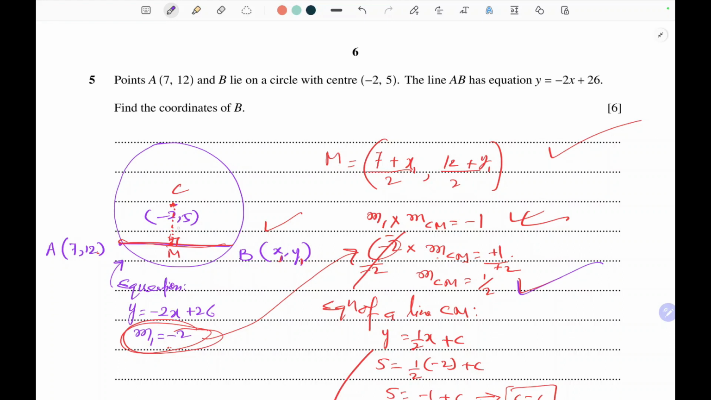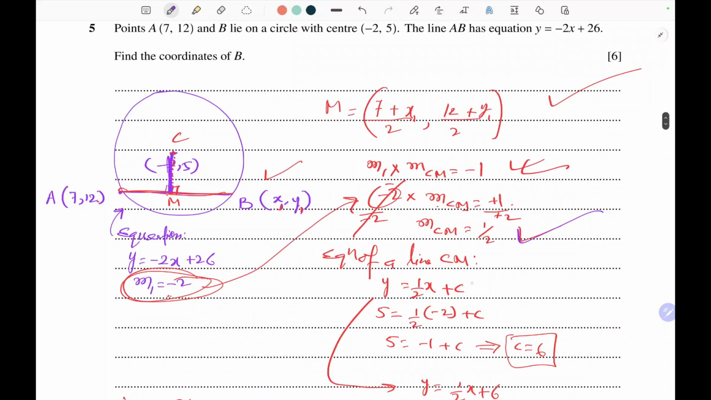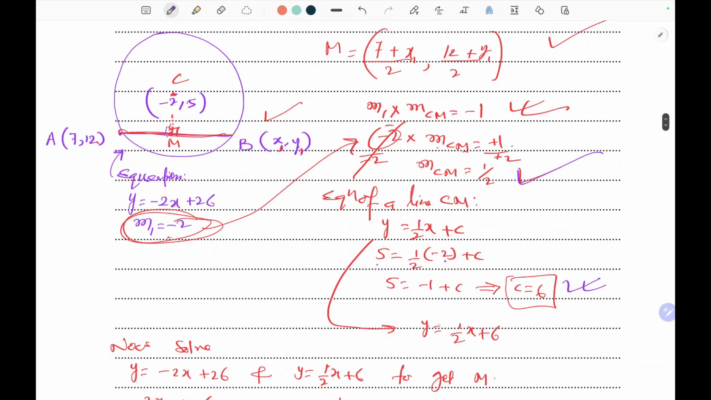So now we can find the equation of line CM. y = mx + c, which is y = half x + c, and this is passing through the point (-2, 5). So put y as 5 and x as -2, and you will get c as 6. So write y = half x + 6.